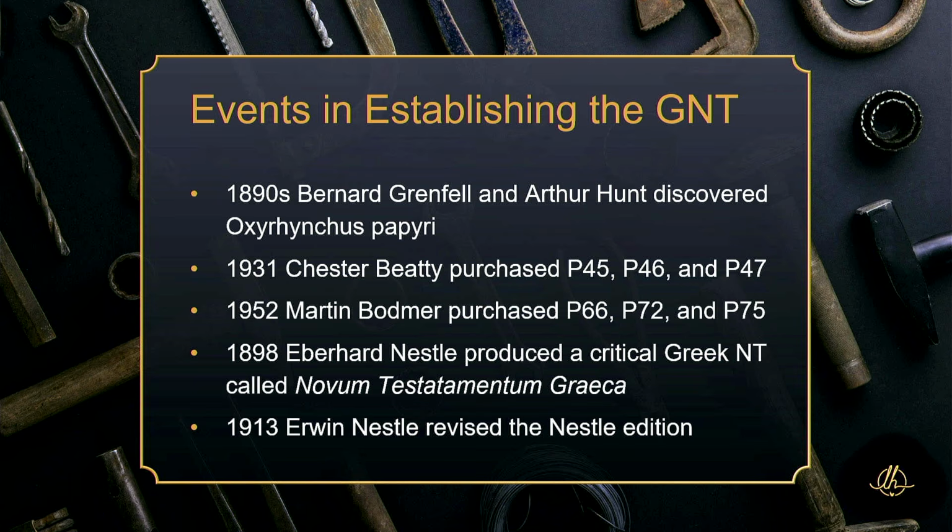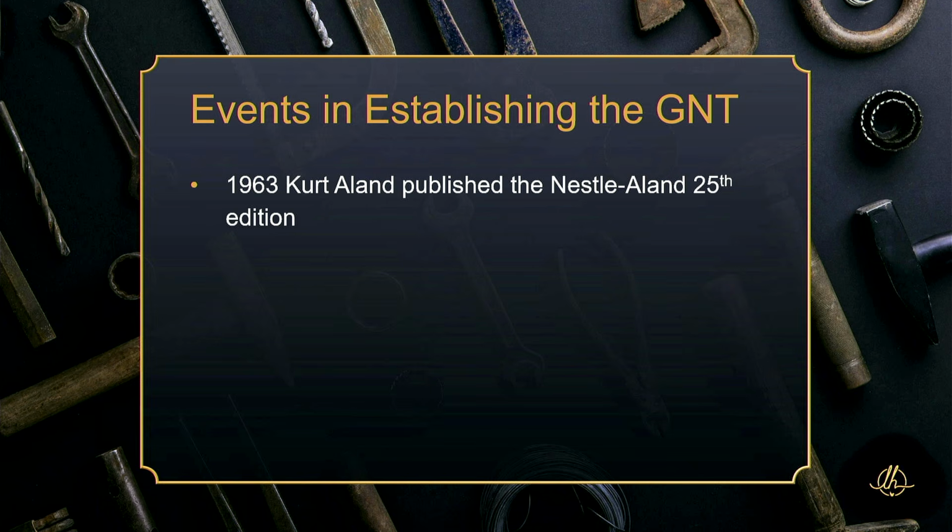But his son Erwin took over in 1913, and he revised the Nestle edition of the Greek New Testament as more manuscripts were becoming known. Then in 1952, a man named Kurt Aland got involved and added more manuscripts to the apparatus at the bottom of each page and produced a new version called the Nestle Aland 25.